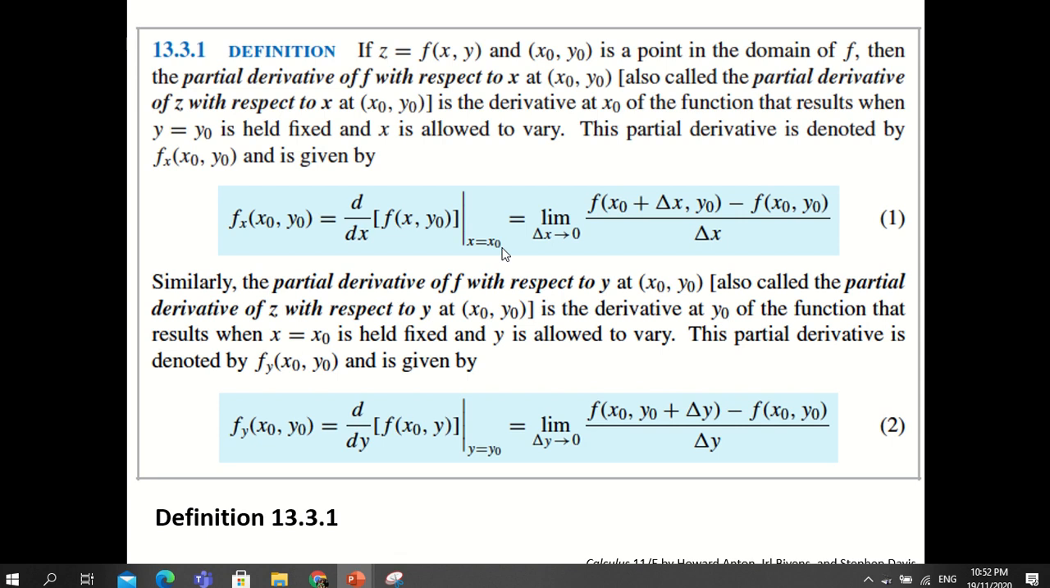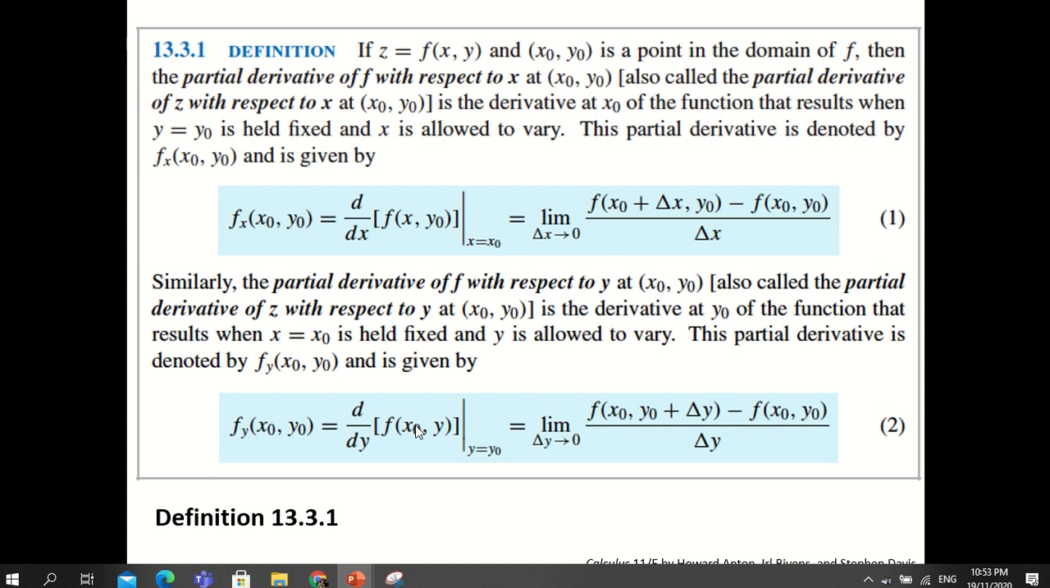Here x is equal to x sub 0. Similarly, the partial derivative of f with respect to y at this point with coordinates x sub 0, y sub 0, also called the partial derivative of z with respect to y at this point, is the derivative at y sub 0 of the function that results when x equal to x sub 0 is held fixed and y is allowed to vary. So this partial derivative is denoted by this notation, f sub y of x sub 0 and y sub 0, and is given by this formula: f sub y of x sub 0, y sub 0 equal to the derivative of the given function where x sub 0 is held constant and y is allowed to vary.